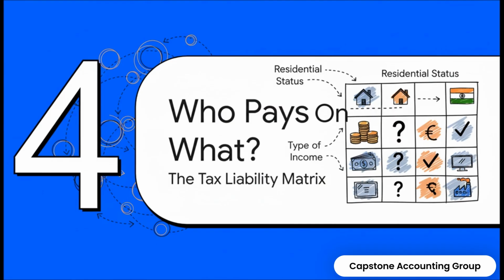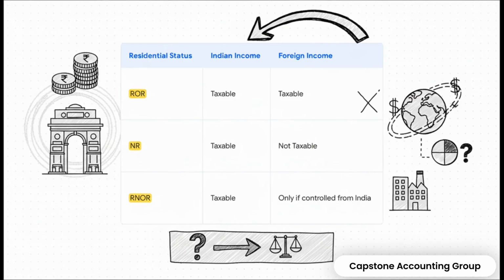All right, this is the moment where it all comes together. We've got our two pieces of the puzzle, your residential status and the type of income. Now, let's put them into a simple chart and see who actually pays tax on what. Okay, this table right here, this is the whole game. First, just look at that Indian income column. See how it's taxable all the way down? That's the easy part. The real difference is over in the foreign income column.